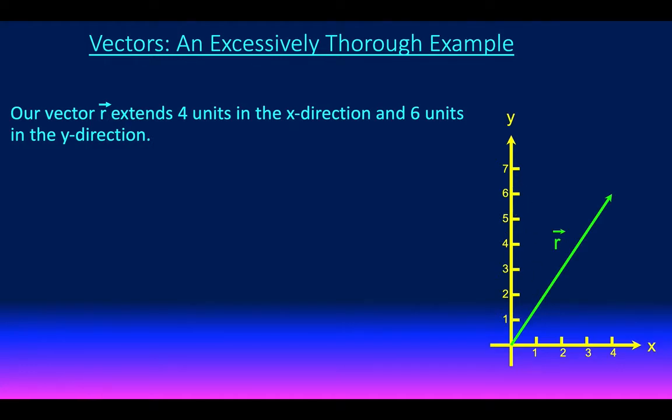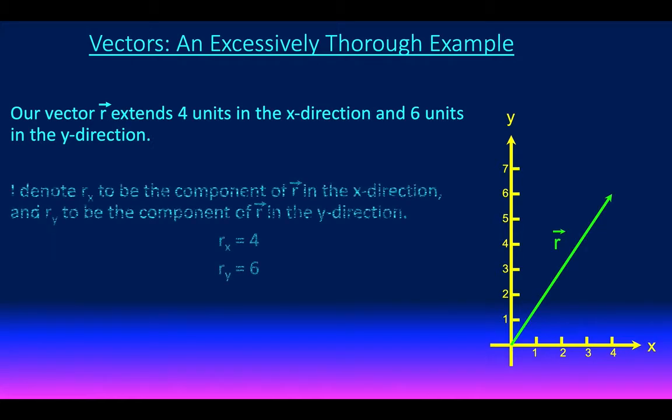Now specifically, if I want to know how far does this vector r extend to the right and how far does this vector r extend upward, I could compare. So I begin here and vector r extends 4 units to the right and vector r extends 6 units upward. So I would say the x component of r, that I denote r with a subscript x, is equal to 4. The y component of r, that I denote r with the subscript y, is equal to 6.